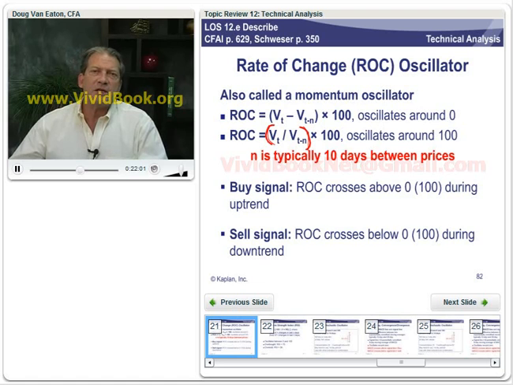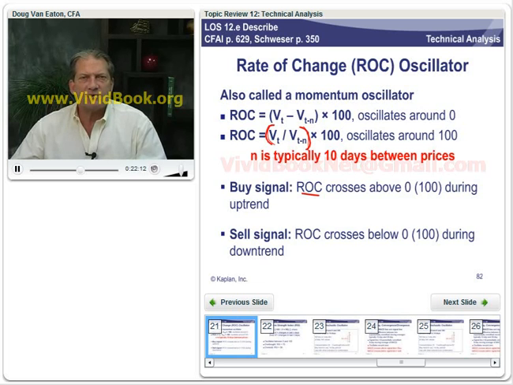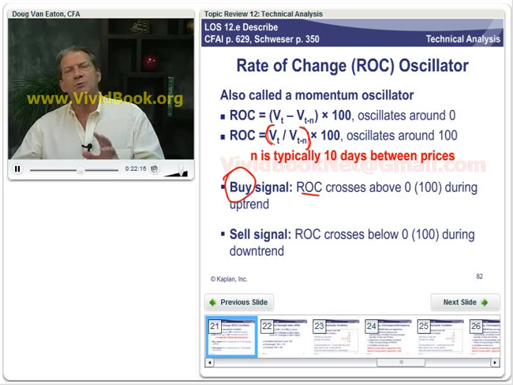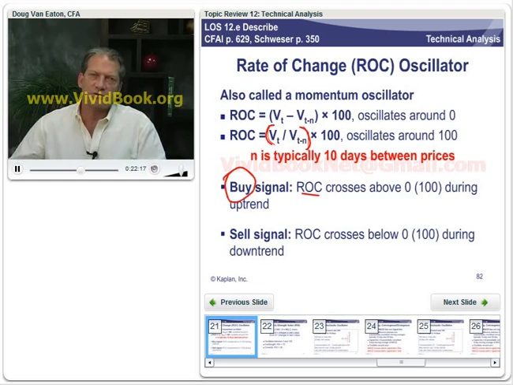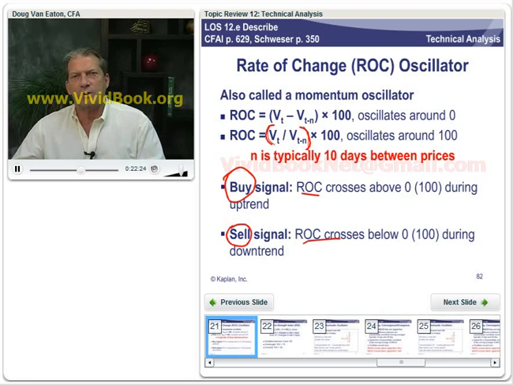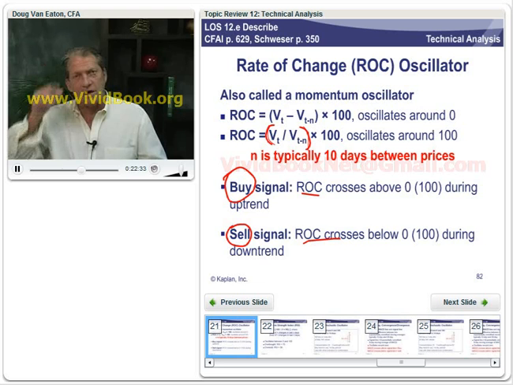So typically, and these are just the defaults, okay, but if this rate of change oscillator crosses above 0 or 100 during an uptrend, that would be a buy signal because we've got convergence of the movement in the oscillator and the movement in the trend. It would be a sell signal if that rate of change oscillator went below 0 or 100 during a downtrend. That would signal, again, that's convergence, and that would signal a continuation of the trend.